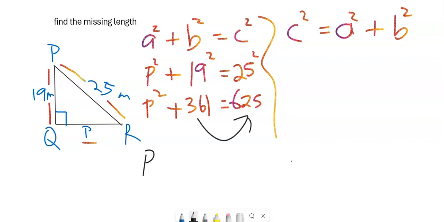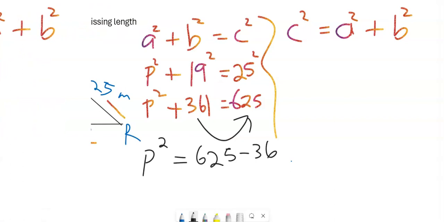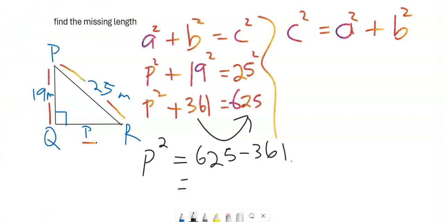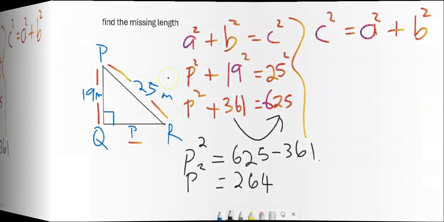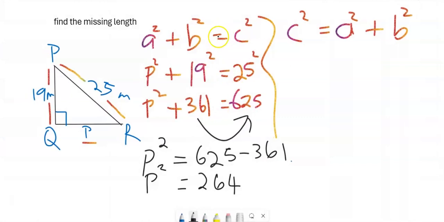And remember that once you transpose something from one side of the equal sign to the other side, you do the opposite. So we had plus 361, now we're going to have minus 361. We work that out in our calculator. So p squared is equal to 264. And notice that we do the substitution, and each time we complete a step we work vertically. We're supposed to work math vertically so you can follow the steps.